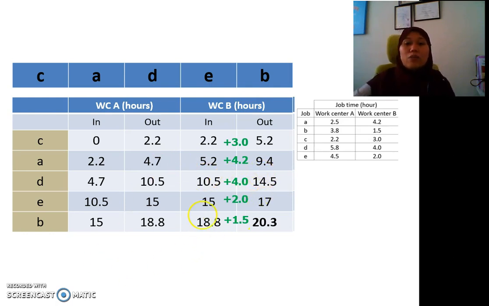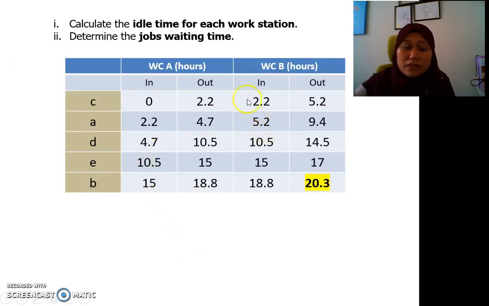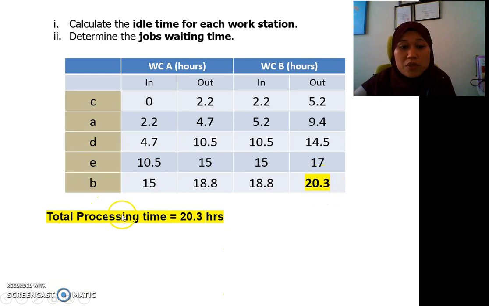Now, what's next? This is the table that we completed. Remember, we get 20.3. This is very important information, as it tells us the total processing time: all the jobs here will be completed after 20.3 hours.